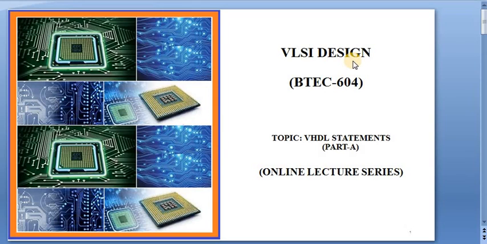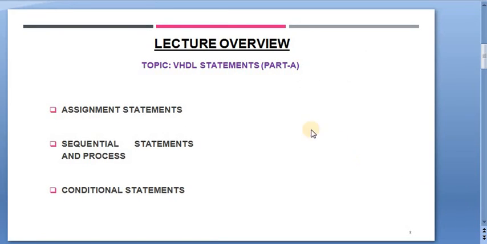From today's lecture, we are starting a new topic, that is VHDL statements. So we shall study various topics under this broad chapter of VHDL statements. So let's start this lecture.